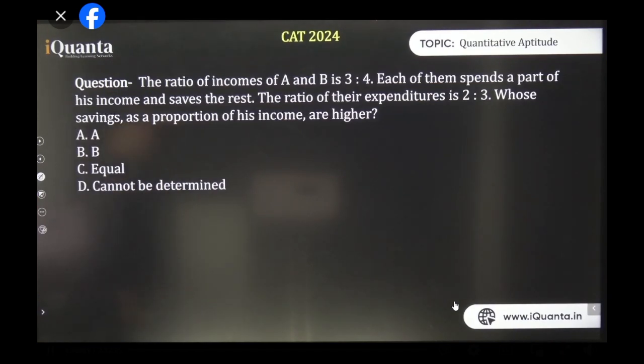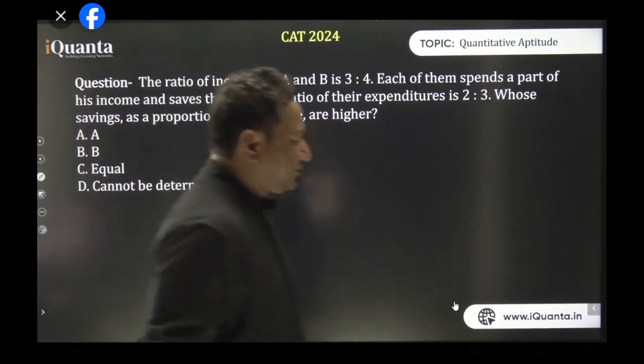One more. The ratio of incomes of A and B is 3/4. Each of them spends a part of his income and saves the rest. The ratio of expenditure is 2/3. Whose savings as a proportion of his income are higher? Okay, try to solve this, you have 2 minutes.